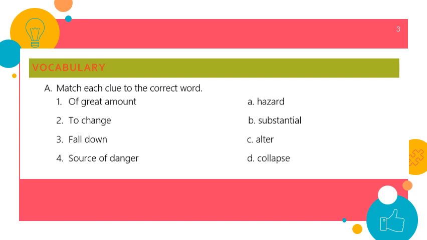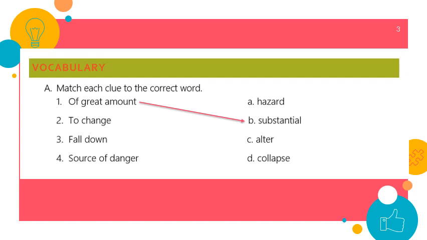Okay, number 1, of a great amount. Number 2, to change. Number 3, fall down. Number 4, source of danger. Okay, let's read the words now. A, hazard. B, substantial. C, alter. D, collapse. Number 1, of a great amount. Which word means of a great amount? Is it hazard, substantial, alter, or collapse? When we have a great amount, we mean substantial, or we have a huge size.